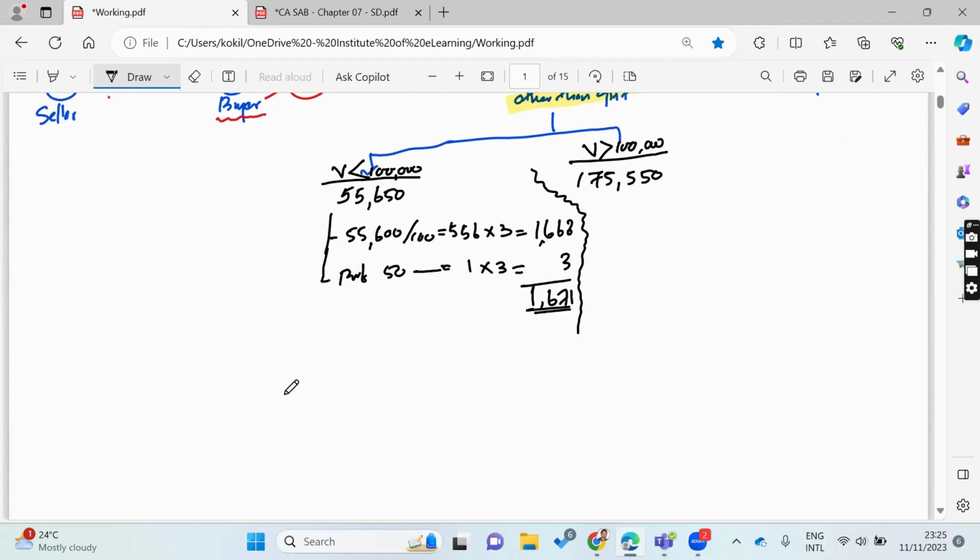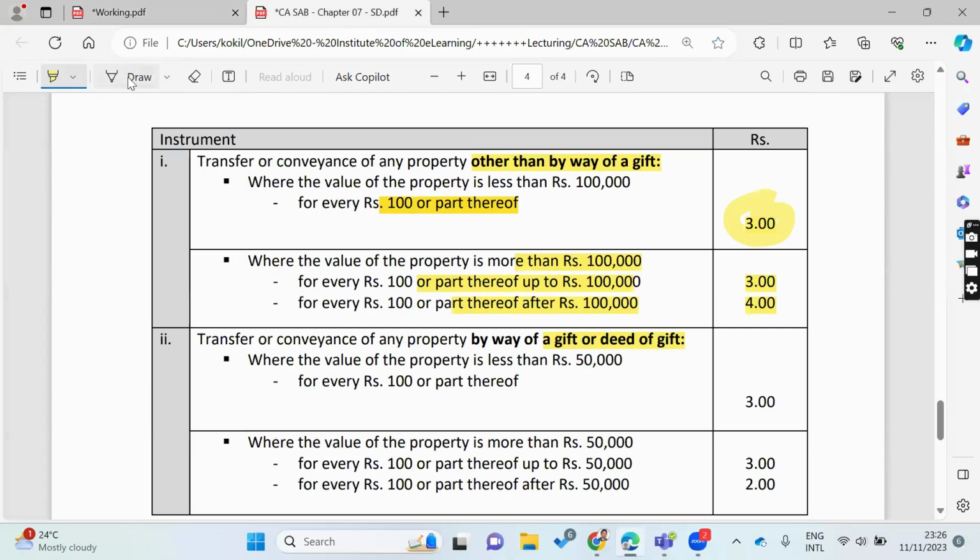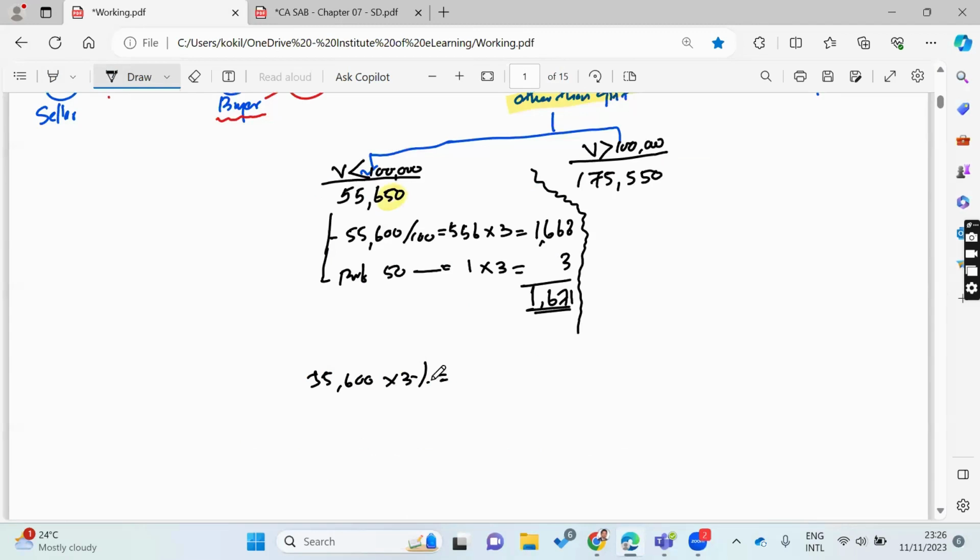Let's say you don't have any part, meaning the 100s come out exactly rounded. Then you can directly multiply by 3%, because it is 3% per 100. Just assume you don't have the 50 here, so it is 55,600. Since there is no part, you can calculate directly. It is equal to 1,668.